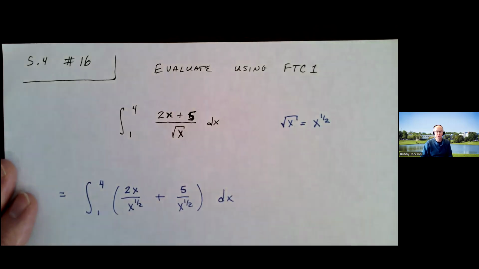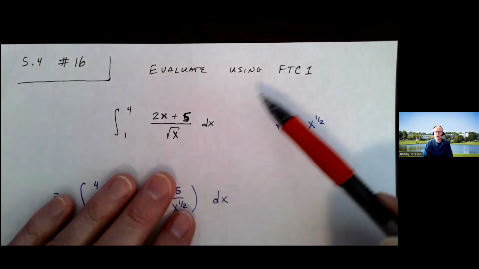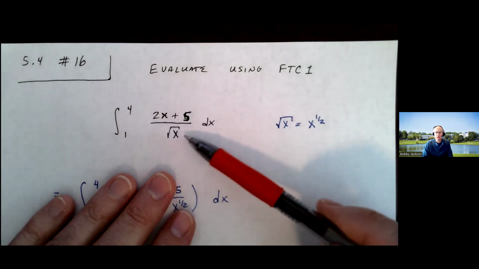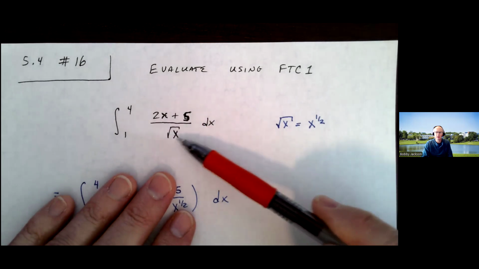Okay, let's look at number 16 in section 5.4. We're going to evaluate this integral using FTC1, Fundamental Theorem of Calculus Part 1. And how do we go about doing that? Well, we need the antiderivative of this, okay? So how are we going to do that?